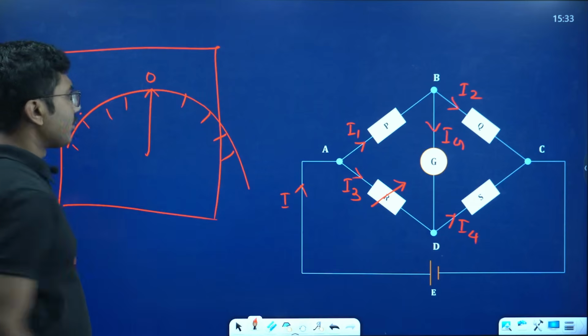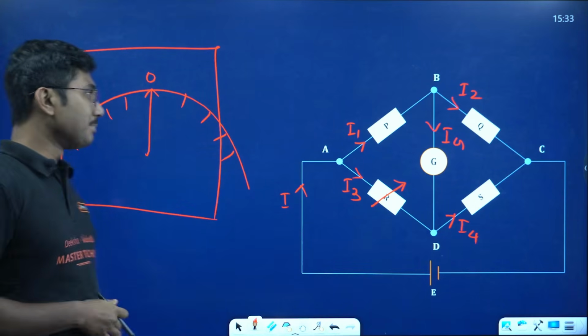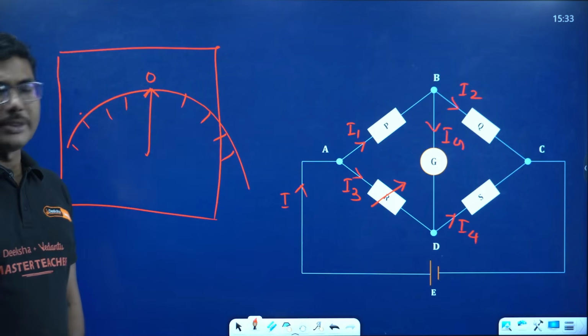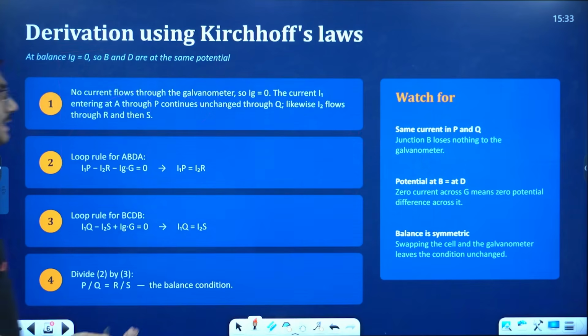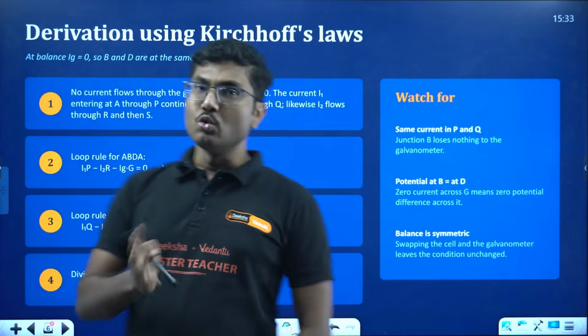Okay, so this is a galvanometer, basic structure of galvanometer. I am not very good at drawing, so please pardon me. Anyway, when the galvanometer shows 0, that means the bridge is balanced, and that means Ig is equal to 0. So you have to apply Kirchhoff's laws in two different loops.